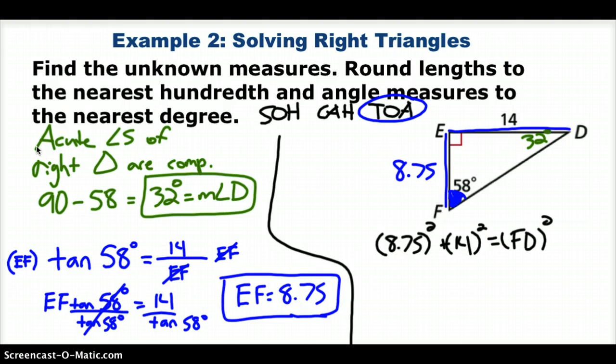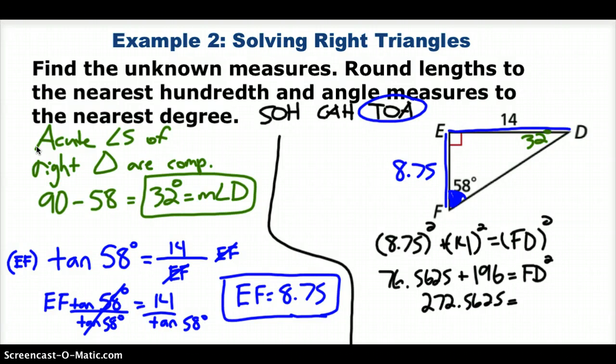Okay, so 8.75 squared is going to give me 76.5625, plus 14 squared is going to give me 196, and that's going to be equal to FD squared. If I add up 196 plus 76.5625, that gives me 272.5625 equals FD squared, and I'll take the square root of both sides to find out that FD is about 16.51.